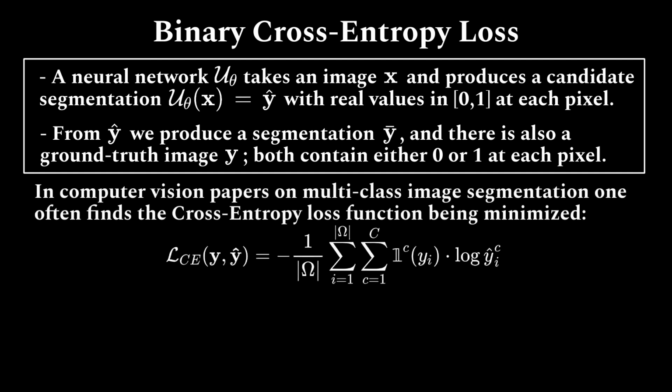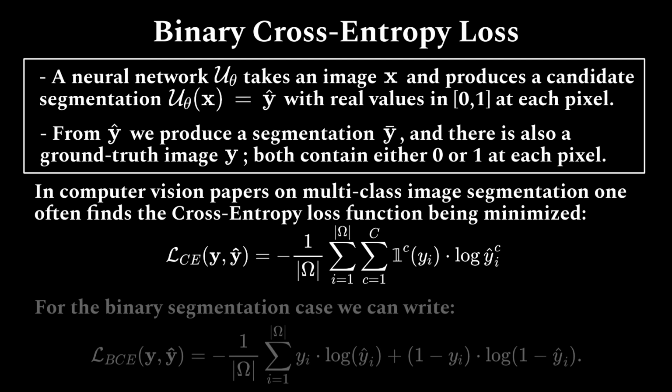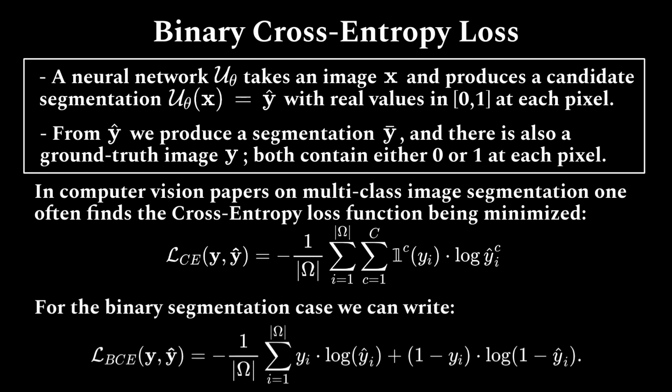This is the formula for the cross-entropy loss. There's an indicator function here, which takes a value of 1 whenever the ground truth image belongs to class C in that pixel, and 0 otherwise, which means the loss only takes a value different than 0 for pixels that belong to class C. You can rewrite this for the binary case, in which the probability of background is 1 minus the probability of foreground and vice versa.